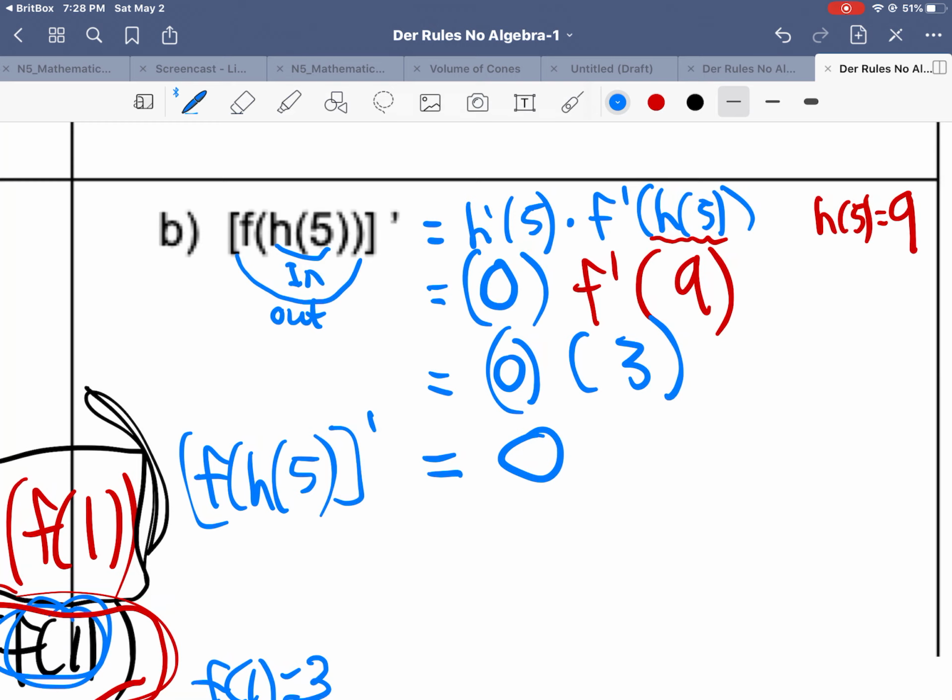But again, the key is this right here. The inside function is h at 5. We need to get the inside derivative, h prime at 5. Then the outside is f of h of 5, so we need to get the outside derivative, f prime of h of 5. And then we multiply those two together. Okay? This requires another step, right? It will always require one more step because you have to evaluate the inside function first. H of 5 is worth 9, so I replace h of 5 with 9. Okay? And then 0 times 3 is 0.